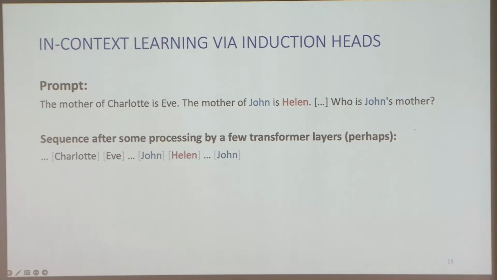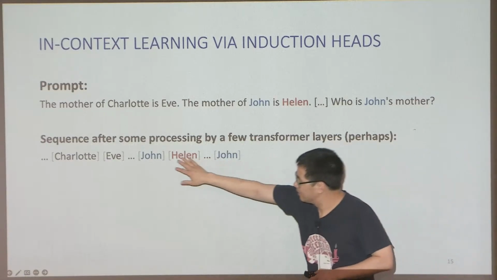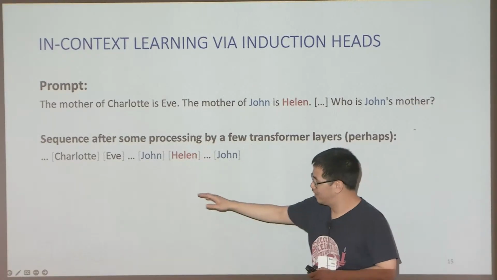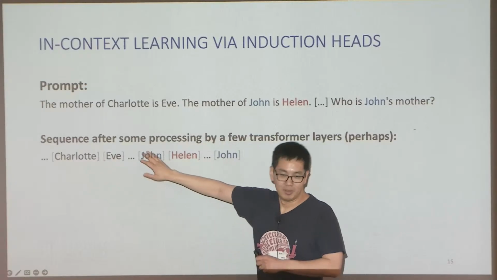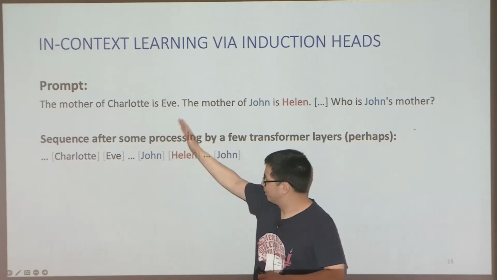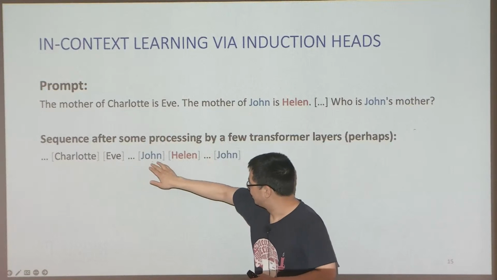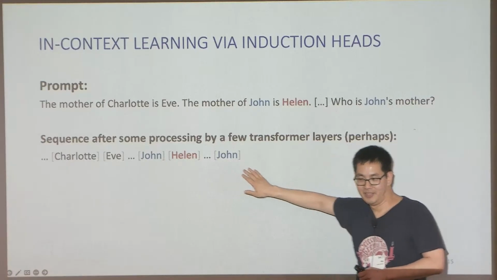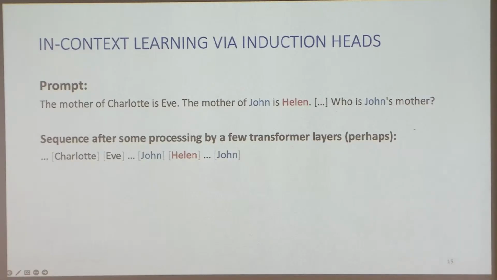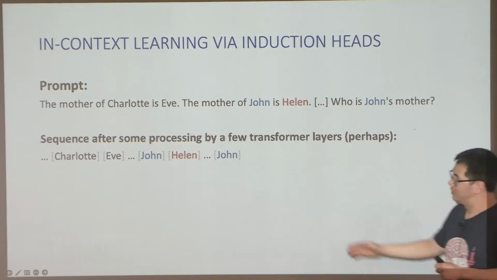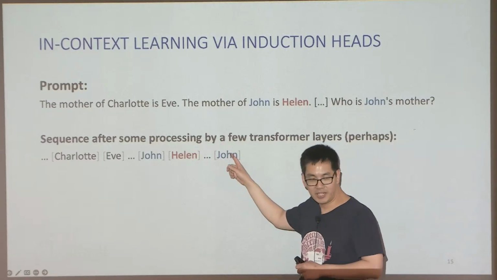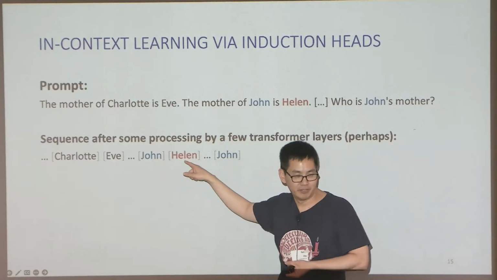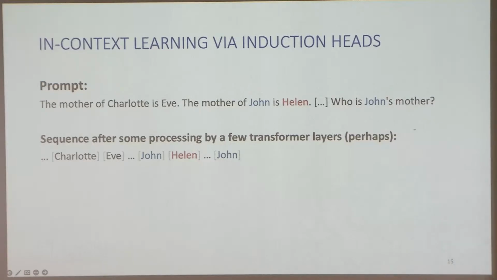Maybe several layers of the transformer will be moving information around until finally there's some sequence that has information about Charlotte, Eve, other mother-child relations, John, Helen, and then finally we know that we want to ask something about John. This might require many layers of a transformer, and then finally an induction head would be invoked to do 2 more layers to look back at the last time you saw John, and then predict what came next, which is Helen. It's a very primitive form of in-context learning.